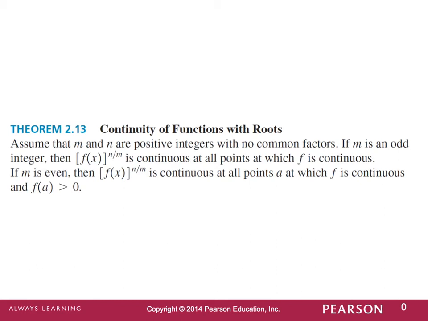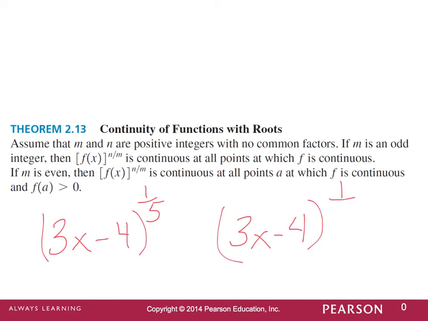For example, say we have a function of 3x minus 4, and we're raising that to the 1/5. Well, that's going to be continuous for all values of x. But if we had 3x minus 4 and we raise it to the 1/4, then that's only going to be continuous when 3x minus 4 is greater than 0.